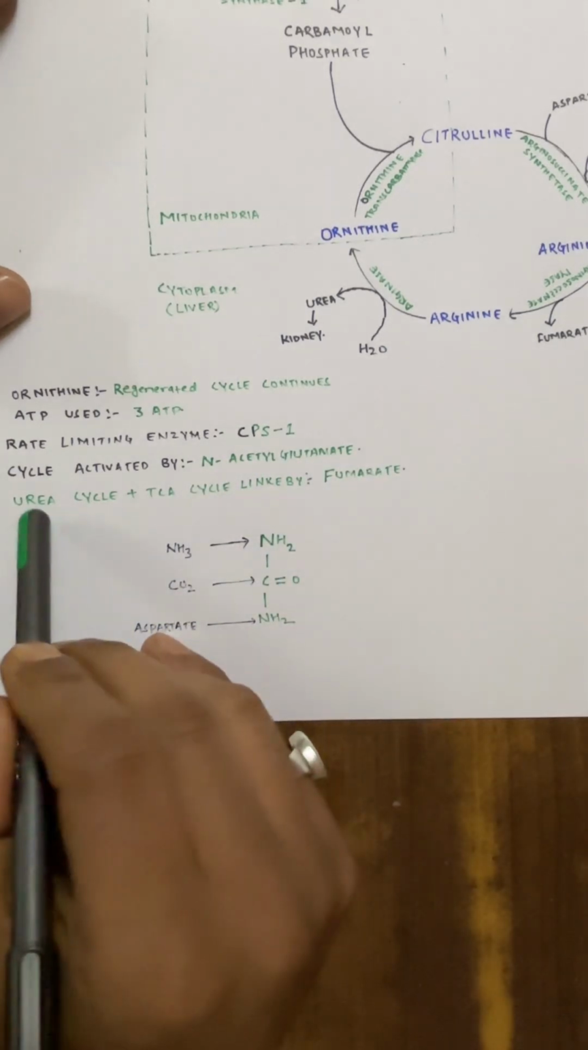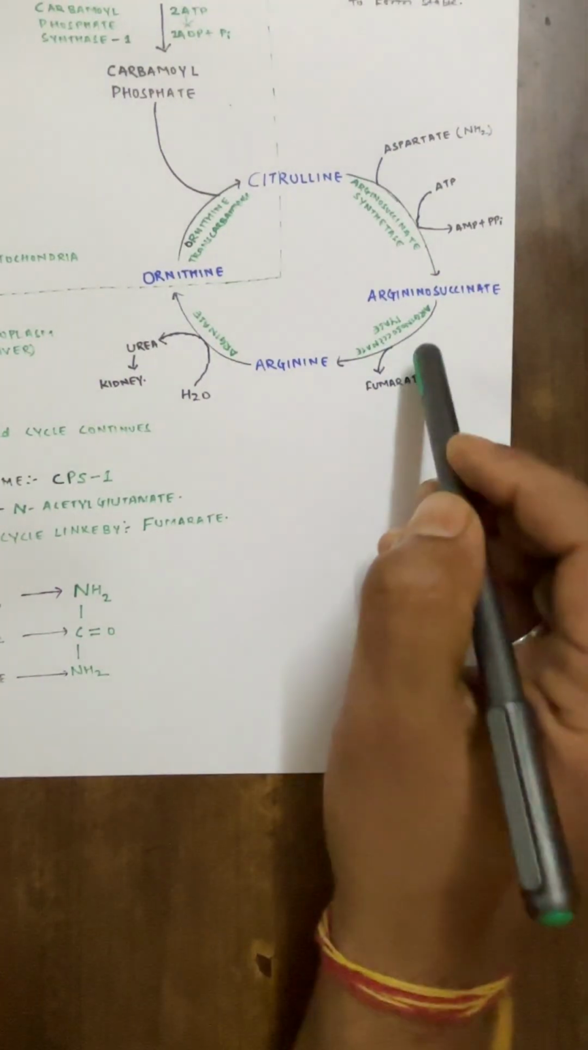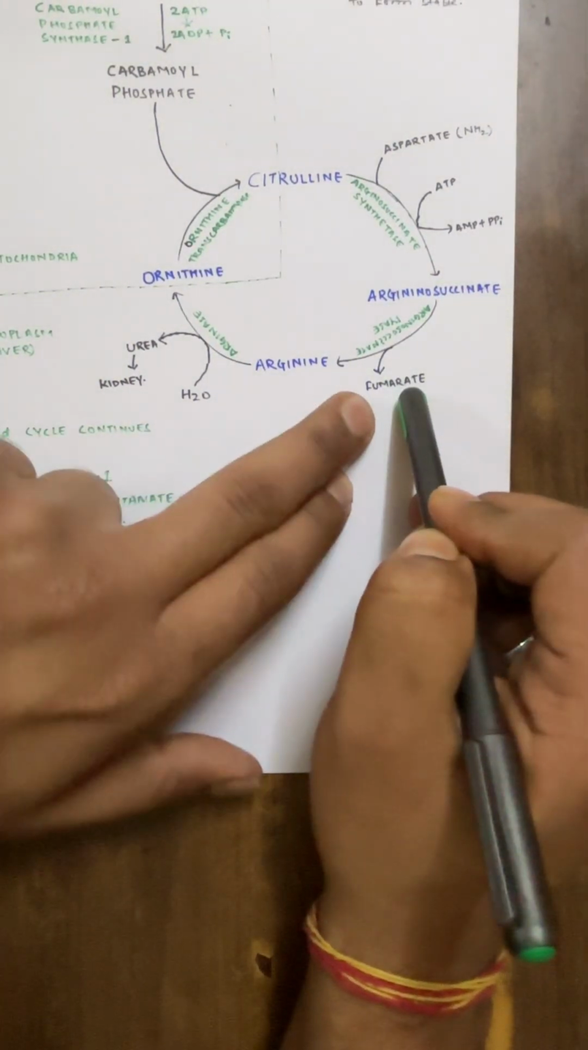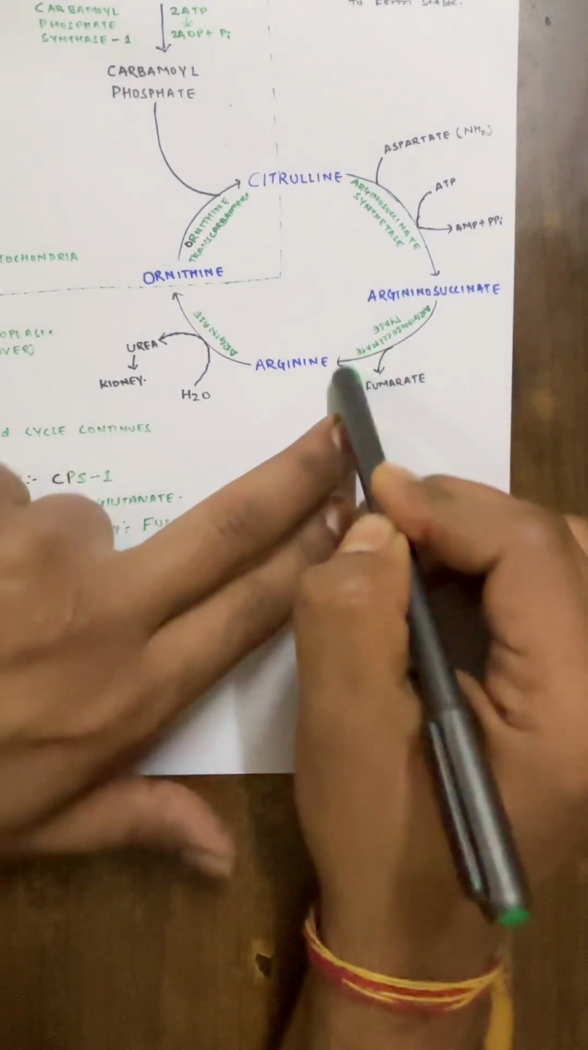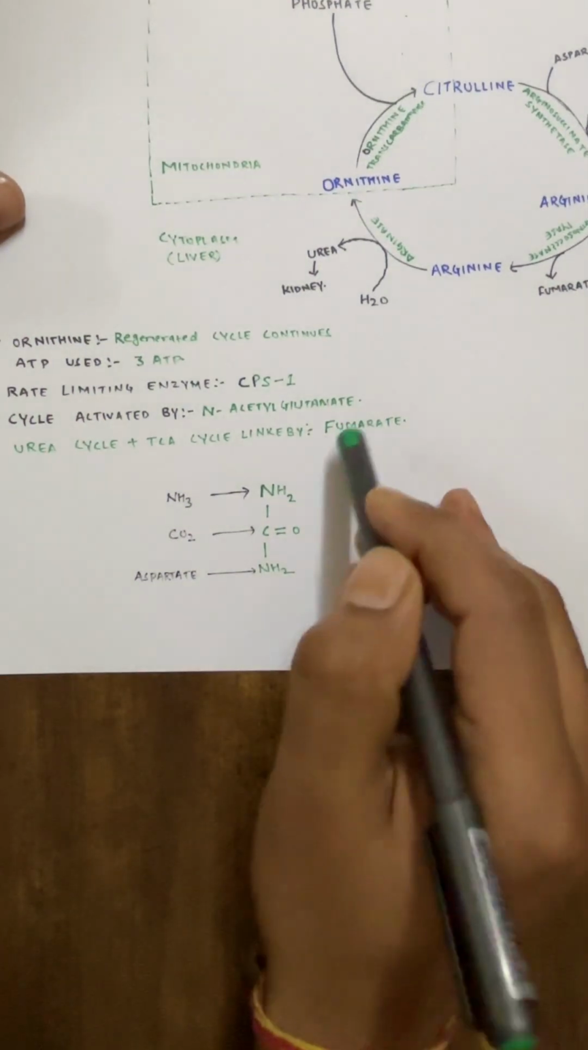Now the urea cycle and the TCA cycle are linked. How? Over here we see that fumarate is coming as a byproduct. So this fumarate links the urea cycle with the TCA cycle or Krebs cycle. Remember this fumarate, sometimes the examiner asks.